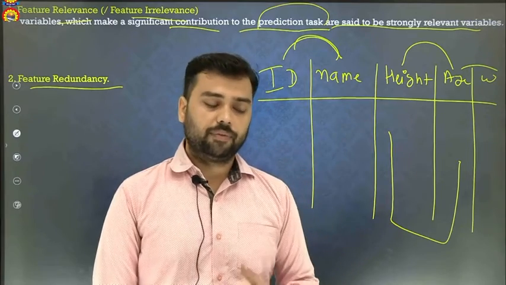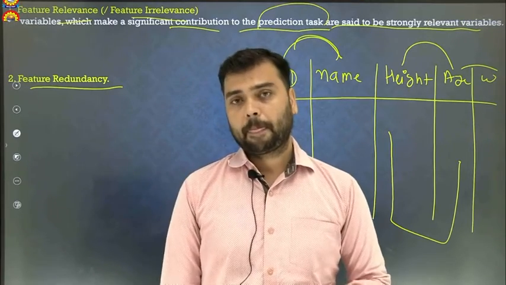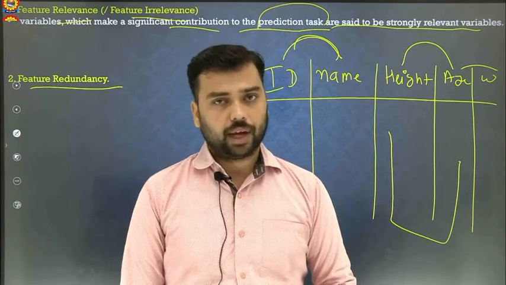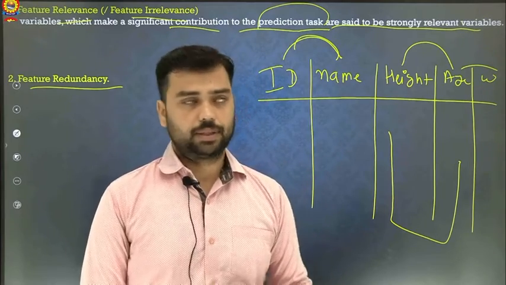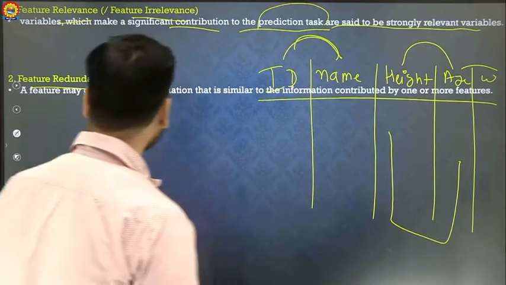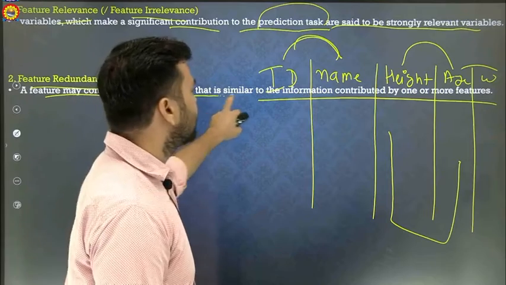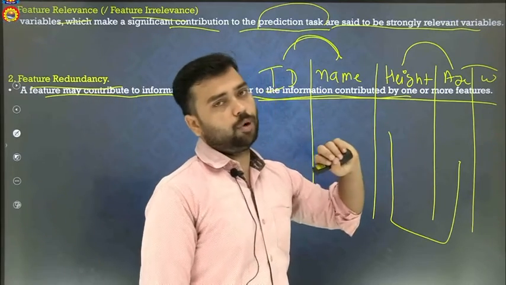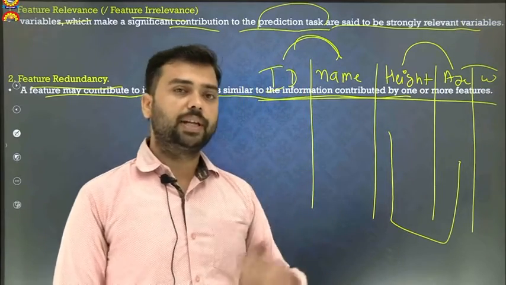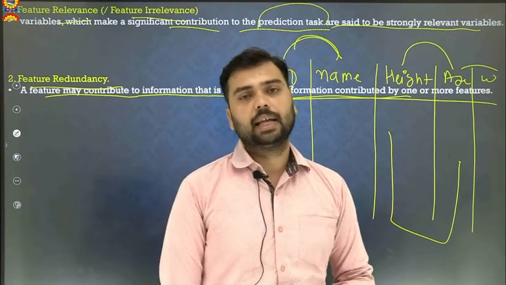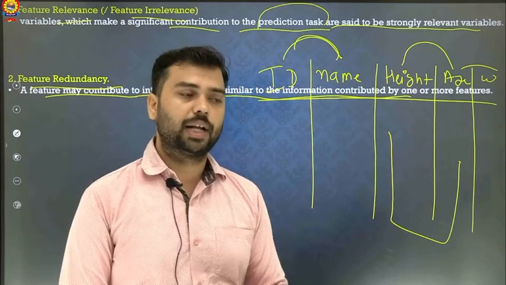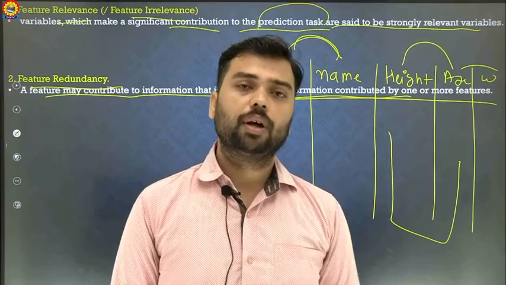So the features which have an equal impact on identifying the target value are known as redundant variables. Here in this example, height and age are the redundant variables. So that is the definition: features may contribute information that is similar to the information contributed by one or more other features. If the contribution of one feature to identifying the target value is similar to that of another feature in the same database, then those features are known as redundant features. So we remove the redundant features and we also remove the irrelative features.